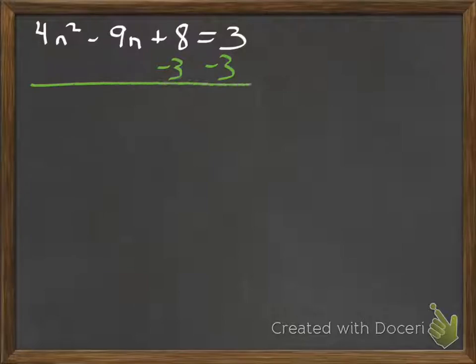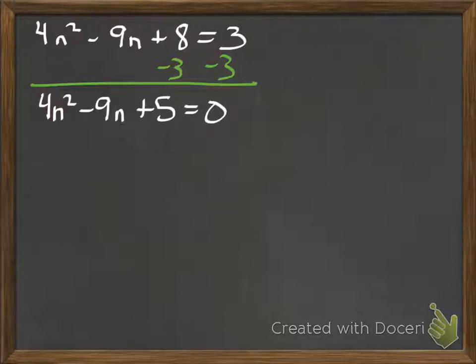So this first problem we have is 4n squared minus 9n plus 8 equals 3. Is this in standard form for quadratics? No. What needs to change? And so we have 4n squared minus 9n plus 5 equals 0. So a is equal to 4.